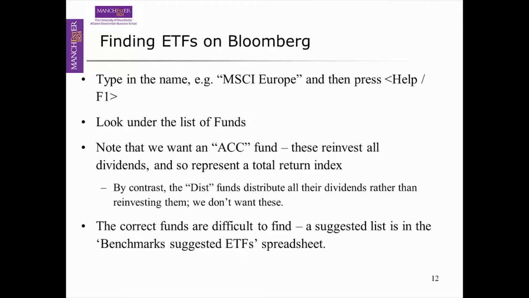How to find an ETF on Bloomberg. Firstly, type in the name, for instance MSCI Europe, and then press Help or the F1 key. Next, look under the list of funds. Note that we want an ACC fund. These reinvest all dividends and so represent a total return index. By contrast, the funds marked DIST distribute all their dividends rather than reinvesting them, and we don't want these.